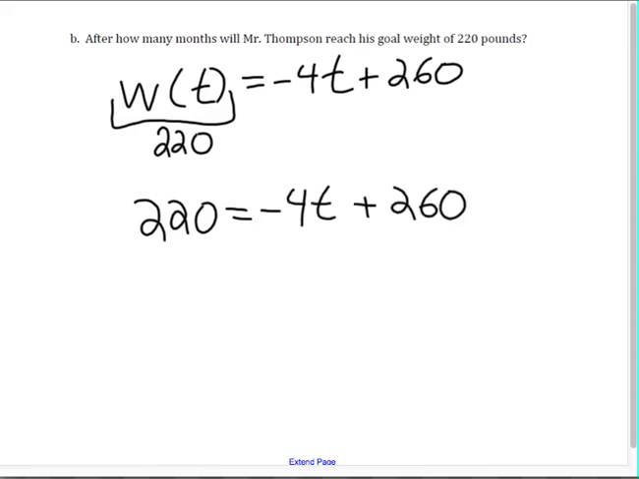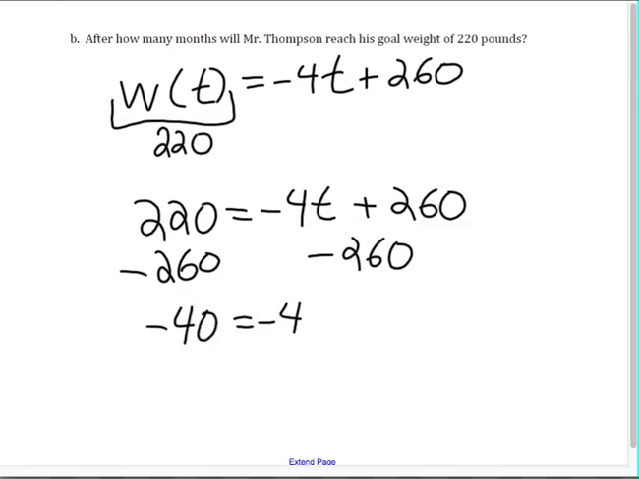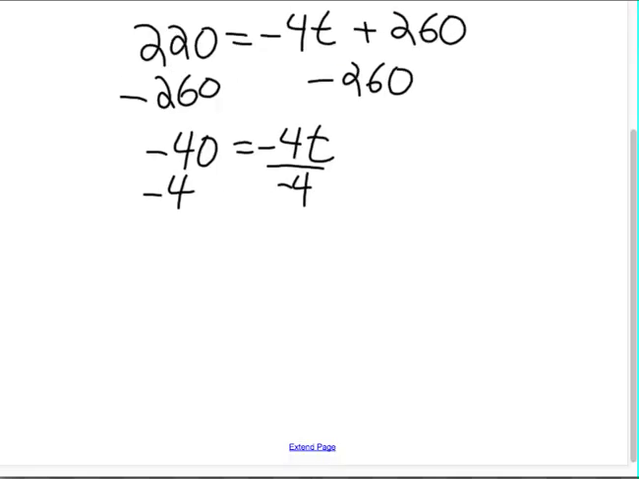Now, algebraically, this might not make so much sense. You might catch yourself and say, wait a minute, this is wrong. If I subtract 260 from both sides, I'm getting a negative number on the left-hand side. That's right. Think about this. This ends up being negative 40 is equal to negative 4t. If I divide both sides by negative 4, what's happening here? I'm dividing a negative by a negative, which is a positive. Negative 40 divided by negative 4 is a positive 10. So it makes sense that my time ends up being a positive value, 10. Once again, not 10, 10 months.